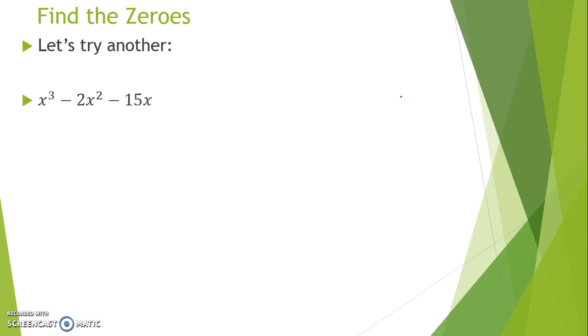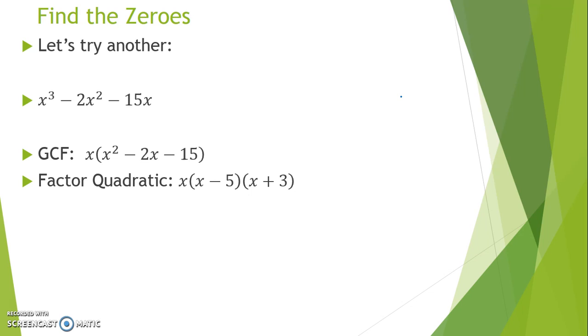So let's try another just for practice. Okay, these all have x in common, so we factor out an x to get x squared minus 2x minus 15. Factor the x squared minus 2x minus 15 to get x minus 5 and x plus 3. We bring down the x with it. So we're going to get our zeros to be x equals 0, 5, and negative 3. Now remember also that zeros have four names: zeros, roots, x-intercepts, and solutions. So those all mean the exact same thing when it comes to polynomials.